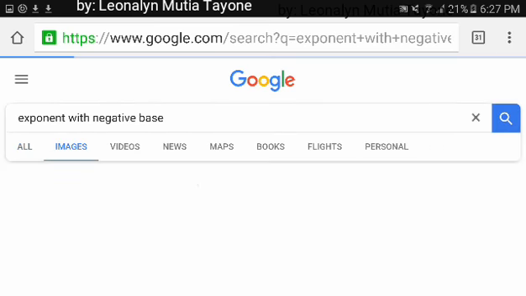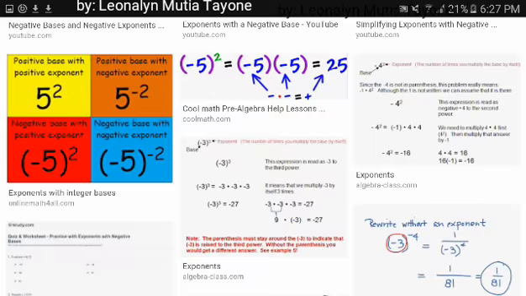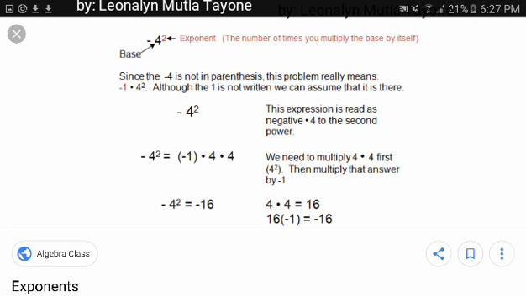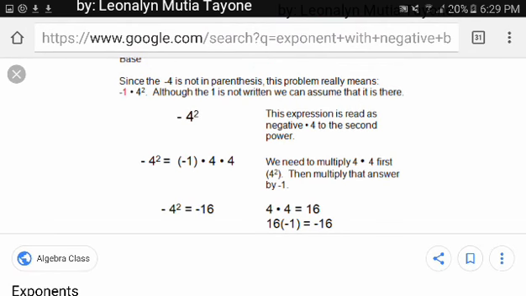Doon tayo sa images para mas klaro lang for another examples. So now let's take this example, negative 4 raised to 2. Walang parenthesis, or kahit yung lahat sila nasa loob ng parenthesis, pareho lang naman yun. Since the negative 4 is not in parenthesis, this problem really means negative 1 times 4 squared. Although the 1 is not written, we can assume that it is there. Bali, negative 4 squared. This expression is read as negative times 4 to the second power. Negative 4 to the second power equals negative 1 times 4 times 4. We need to multiply 4 times 4 first. Then multiply that number by negative 1.